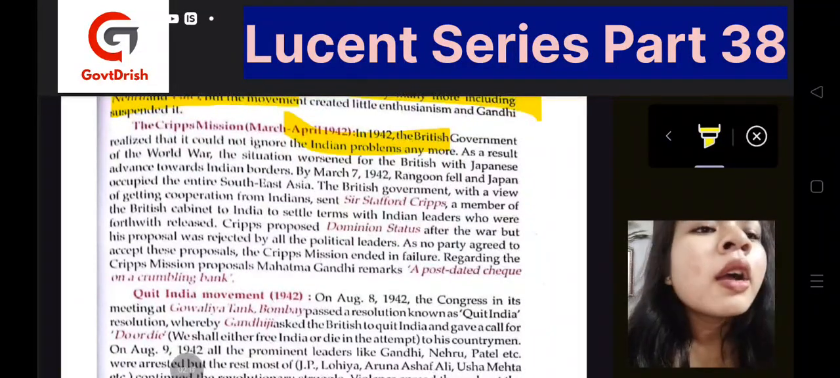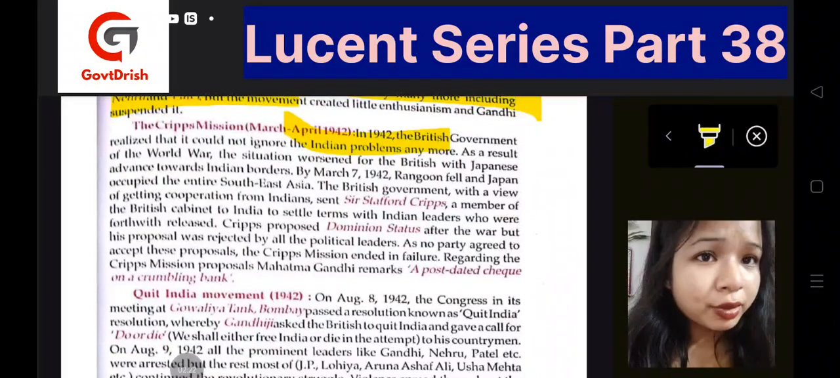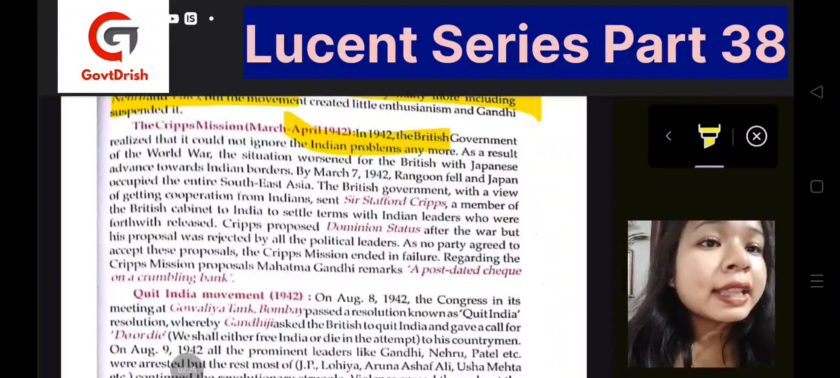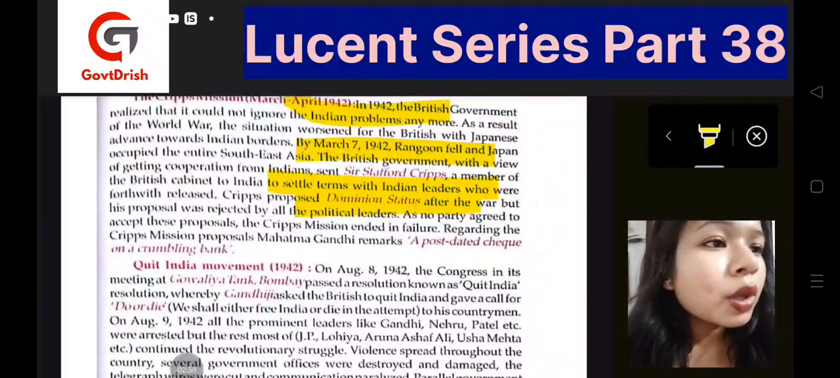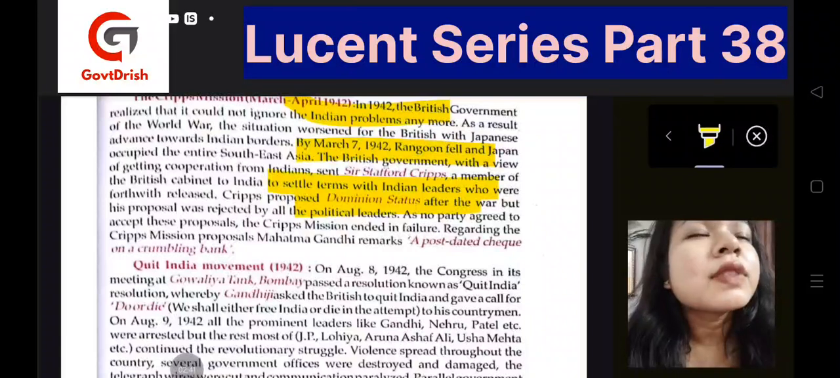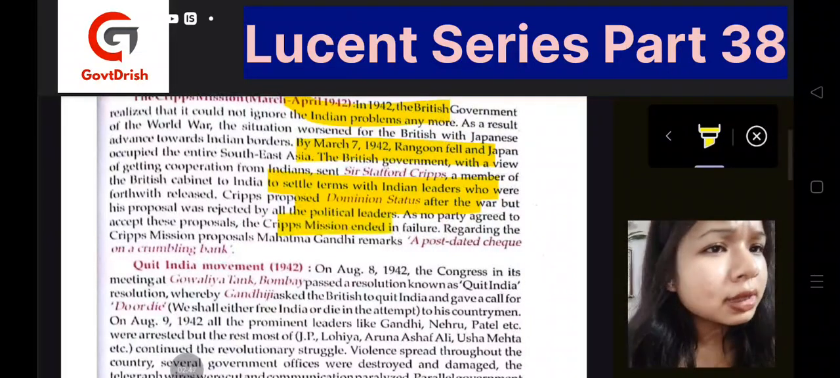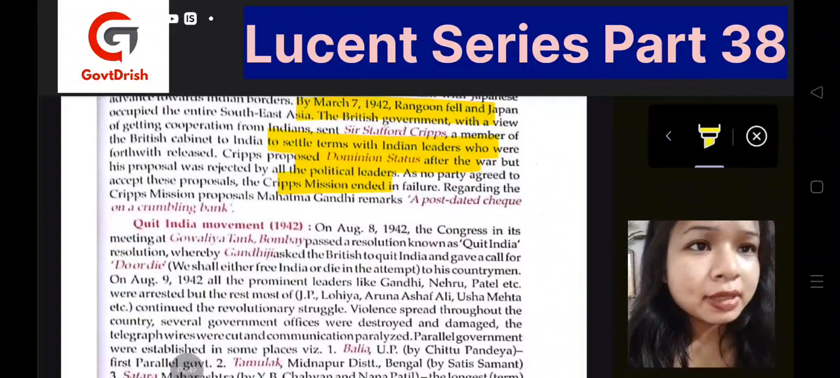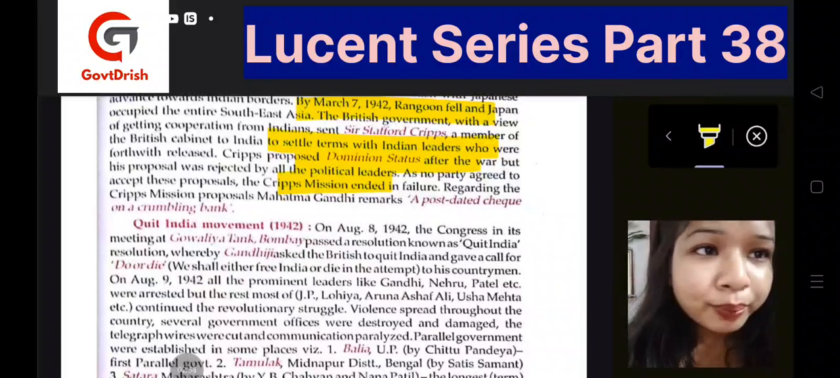World War. Now the British government sent Stafford Cripps, a member of the British cabinet, to India to settle all the problems with the Indians. He proposed a dominion status that would be given after the war. Like, okay, help us in the war, then we will give you a status. But this proposal was very oppressive, and it was rejected by all the political leaders, and no party agreed to accept it. The Cripps Mission was just a failure and it had no impact.